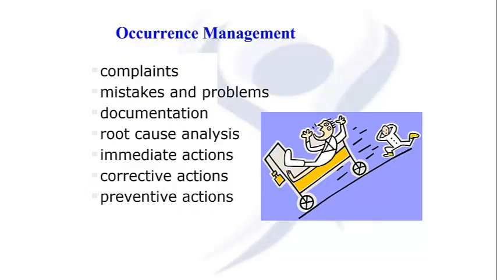Occurrence management. An occurrence is an error or an event that should not have happened. A system is needed to detect these problems or occurrences, to handle them properly, and to learn from mistakes and take action so that they do not happen again.